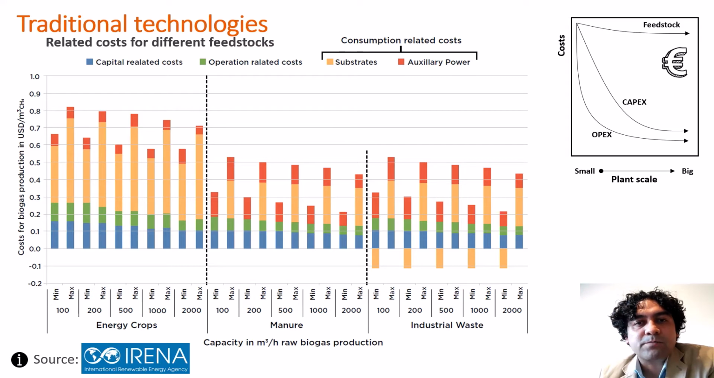When energy crops are used for biogas production, operational costs are typically a little higher compared to biogas production from agricultural and industrial waste due to the handling of the feedstock at the plant. Consumption-related costs can be divided into costs for feedstock supply and auxiliary energy that is needed for operating the biogas plant. The costs for feedstock can be very different. Some waste product may be available free of charge, or biogas plant operators might even receive money for waste treatment.